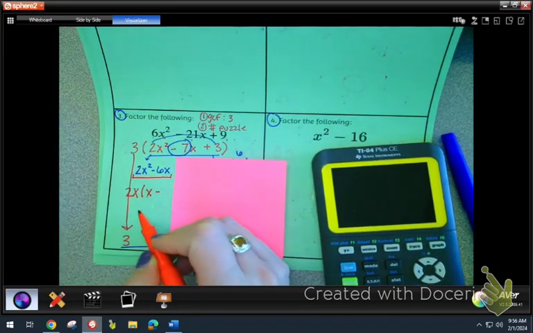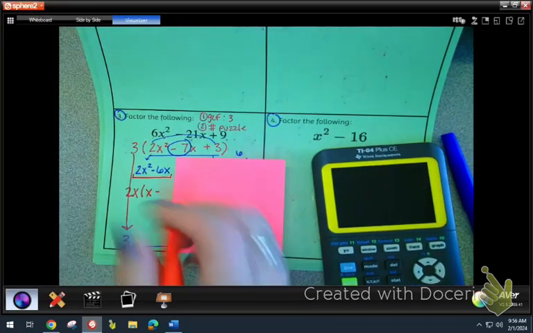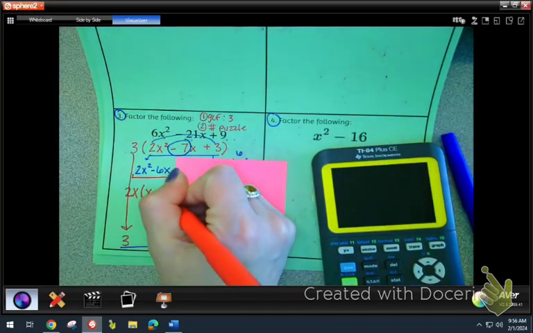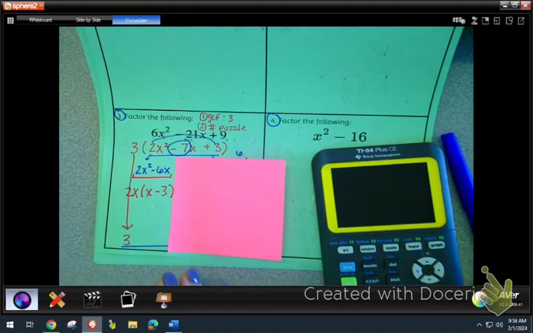Minus 6x divided by 2x. What's 6 divided by 2? 3. There's your 3, Braden. And then you take the x out, so there's no longer an x right there. That's what we did last class. That part is not new.